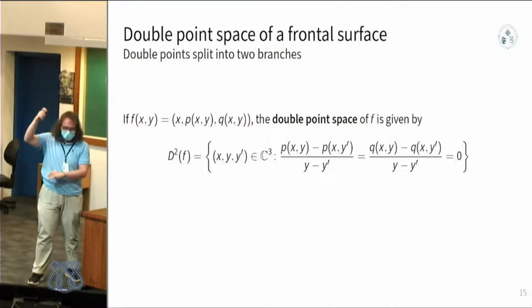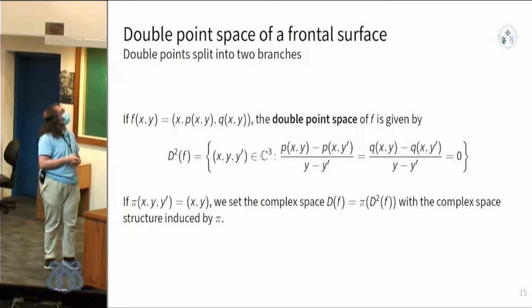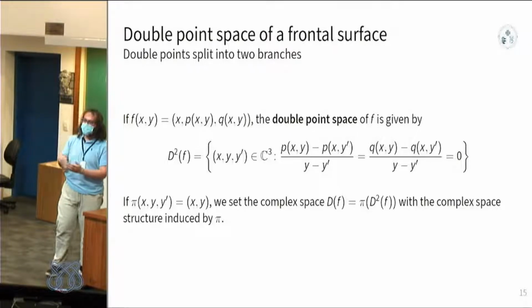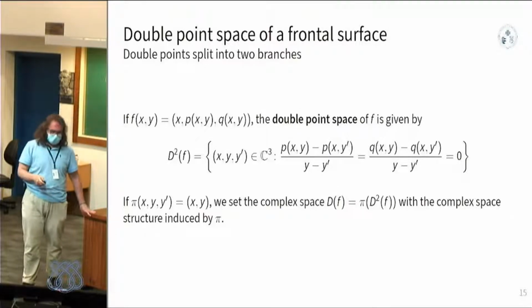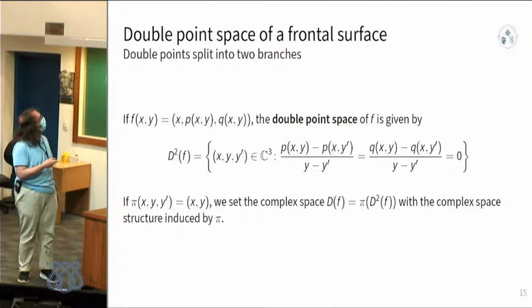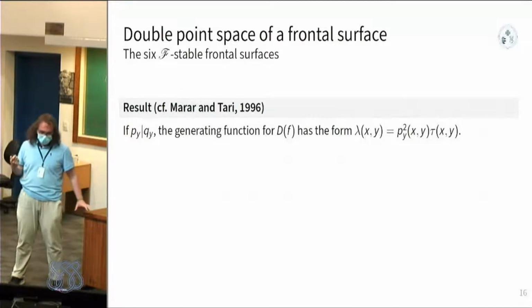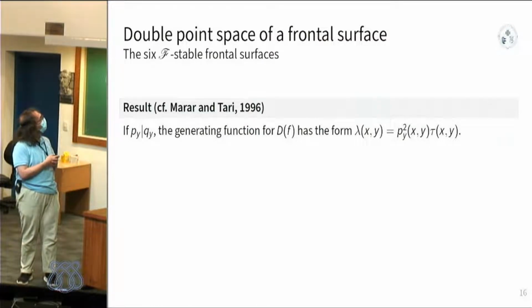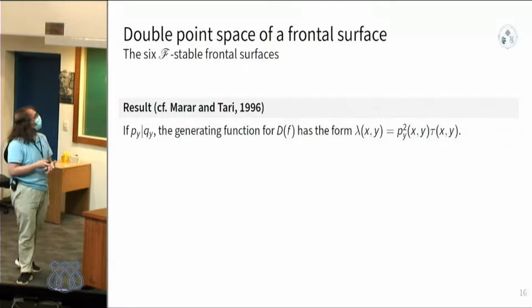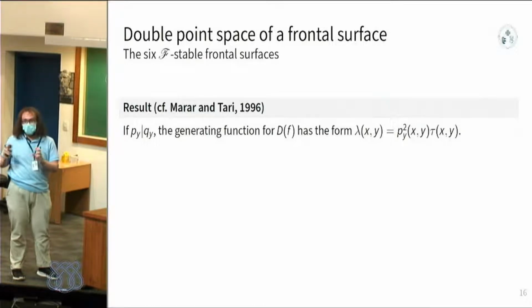which gives us a curve in free space. And now we project it onto the plane via simply the projection that removes the component y prime. This in particular induces a complex structure, which is kind of like saying it induces a scheme, which is like saying that D2F induces a scheme over DF, its projection, but in the complex case. And now there's a result by Marar and Tari from 1996, which says that for wavefronts, we have a certain decomposition for the generating function of the double point space in the source, the projected one, which decomposes it into the cuspidal curve and the purely transversal double points curve.